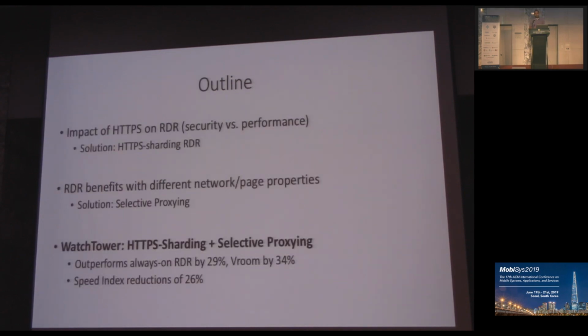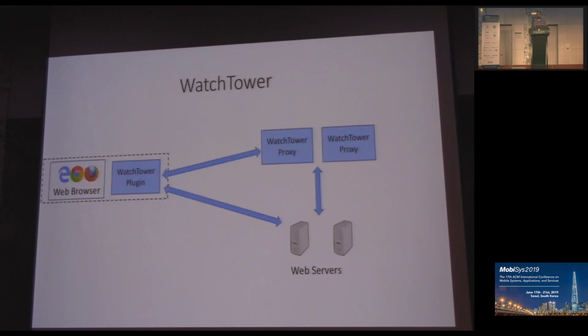So we've now covered these two core techniques to overcome the practical limitations of RDR proxying, which are HTTPS sharding and selective proxying. And so in the rest of this talk, I'll briefly describe a system which implements these two techniques called WatchTower. So the design of WatchTower has two main parts. There's a browser plugin that supports different RDR schemes, including HTTPS sharding. And then there's a set of RDR proxies which are scattered across the internet.